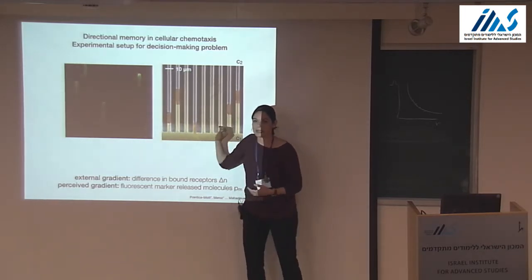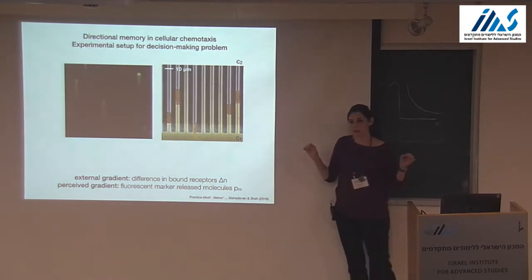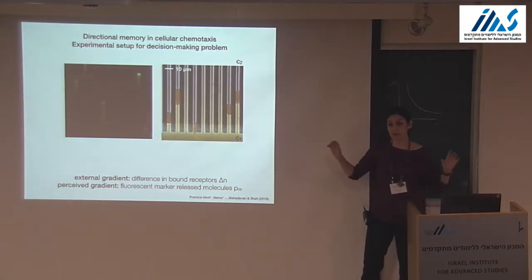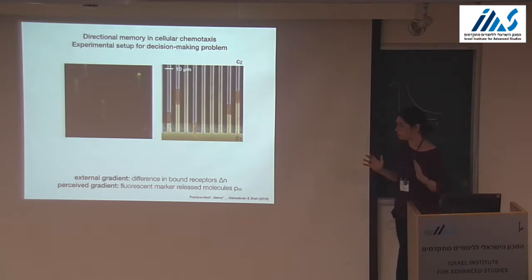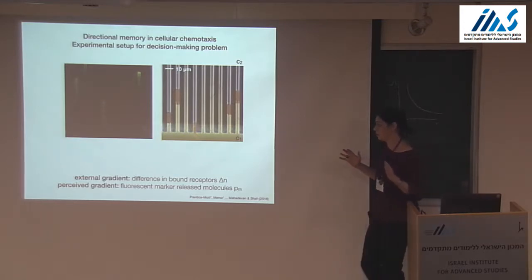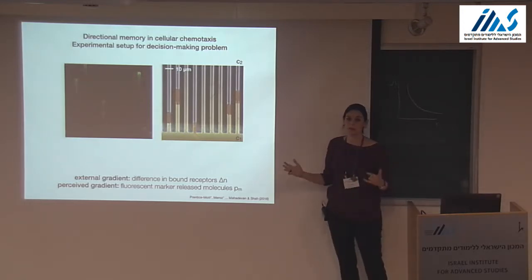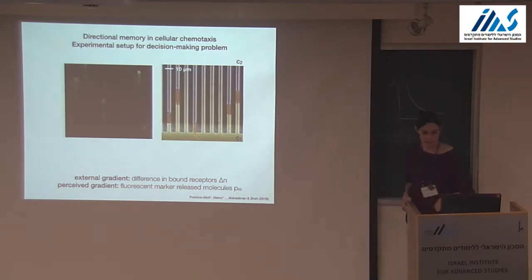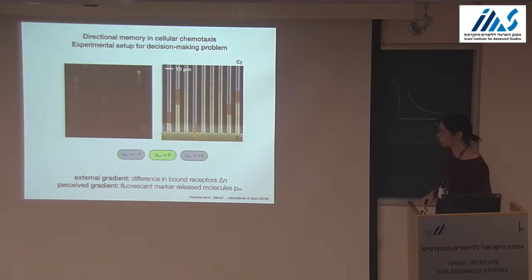So this means that I know exactly what the cell is sensing on either side. This is our delta N, basically, the external gradient. Giving us basically a one-dimensional problem, which is a miracle in biology. So this is very nice to work with.